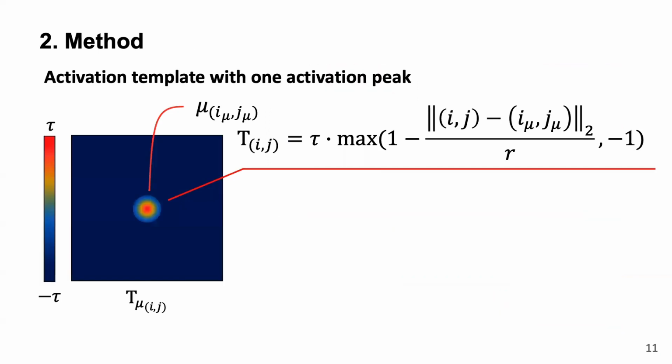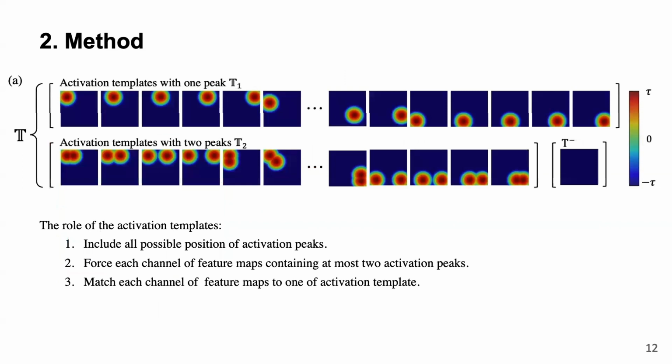First, we define a template with an activation peak as in this slide. The value of the peak is tau, and the value of the other pixels decreases outward by Euclidean distance until negative tau. In order to match activation peaks with face parts, we allow a feature map to contain at most two activation peaks. We define a set of one-peak templates and two-peak templates. It is the combination of one possible peak and two possible peaks, finally plus a negative template.